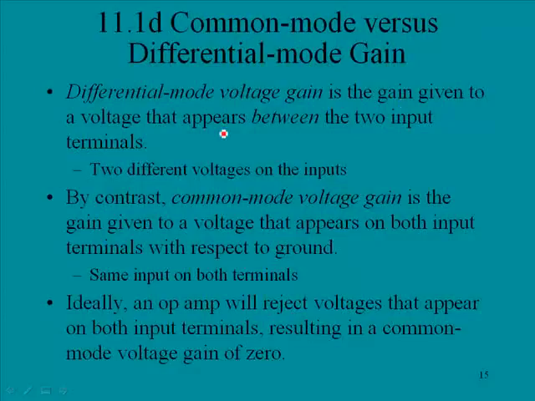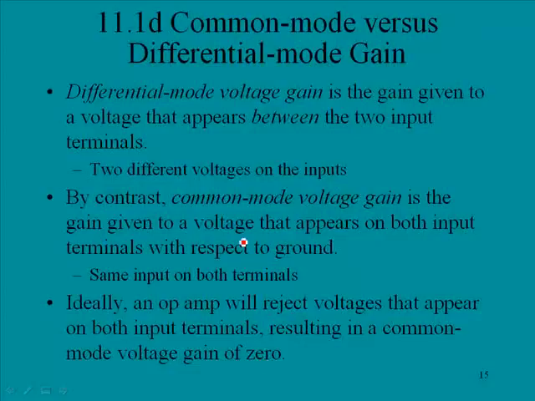And with an operational amp, the input stage is a differential amp, so it will amplify the difference between the two voltages on the two inputs. By contrast, common mode voltage gain is the gain given to a voltage that appears on both input terminals with respect to ground. Now, this is the same input on both terminals, and we mentioned this back in chapter 10 actually.